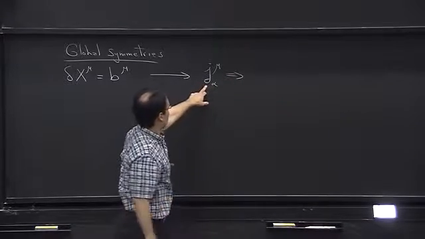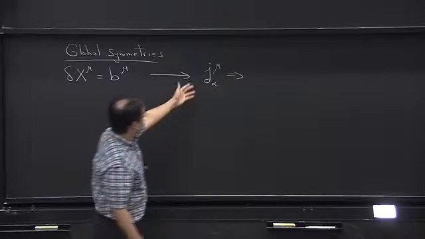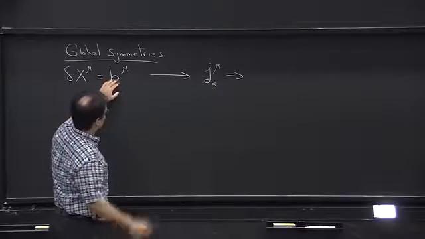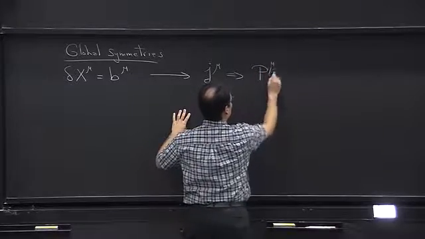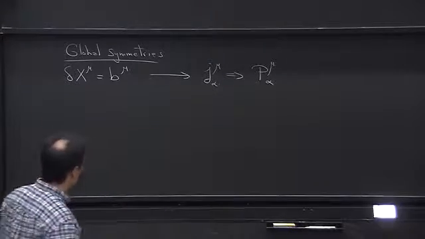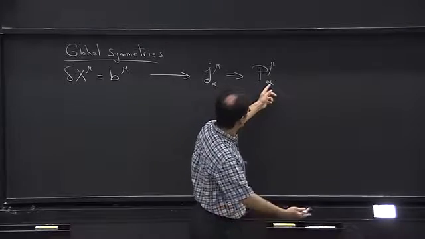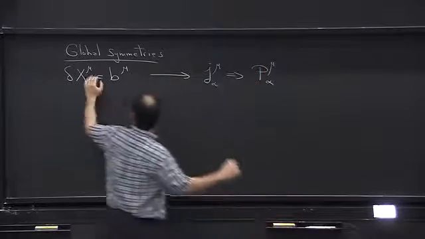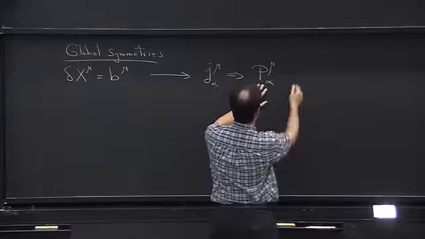But I'm not going to use this notation because there will be several symmetries, right? So there are more global symmetries, and we cannot keep using J all the time. Since this is related to translations in a space, in the target space, maybe it's a good notation to call it P. So this is just a notation. I'm just going to call the current P. It has the index alpha because it's a vector on the worldsheet, and it has an index mu because I have one per target space dimension. OK? Very good.